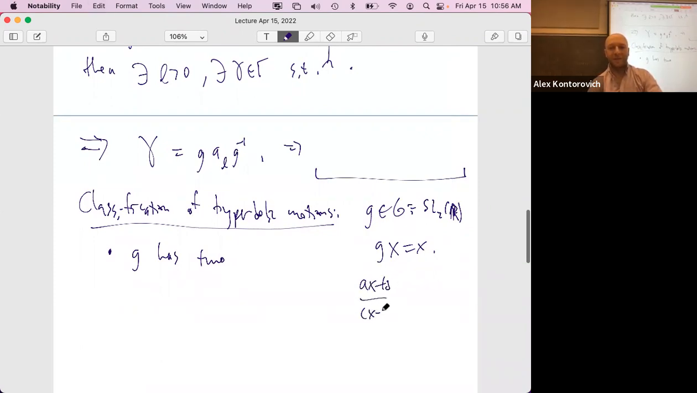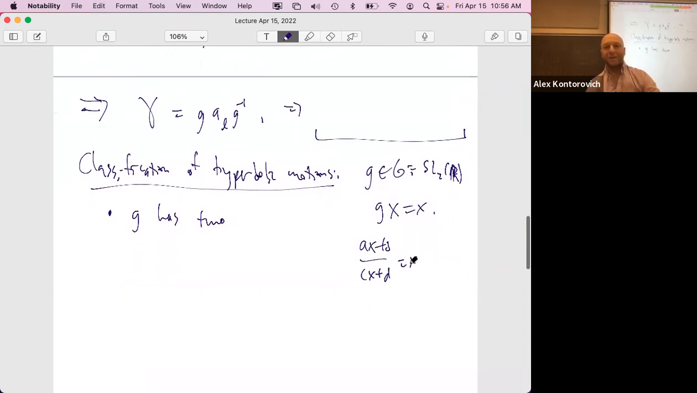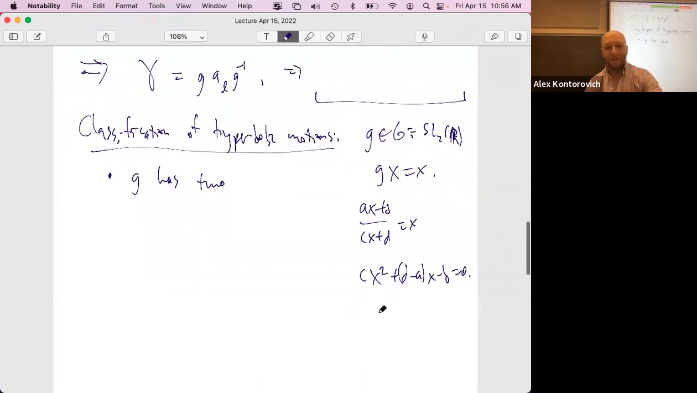(CX plus D) is equal to X. I'm so used to writing Z. In other words, what is this? CX squared plus DX minus AX minus B is equal to 0. That's all. It's a quadratic. We can solve this quadratic.